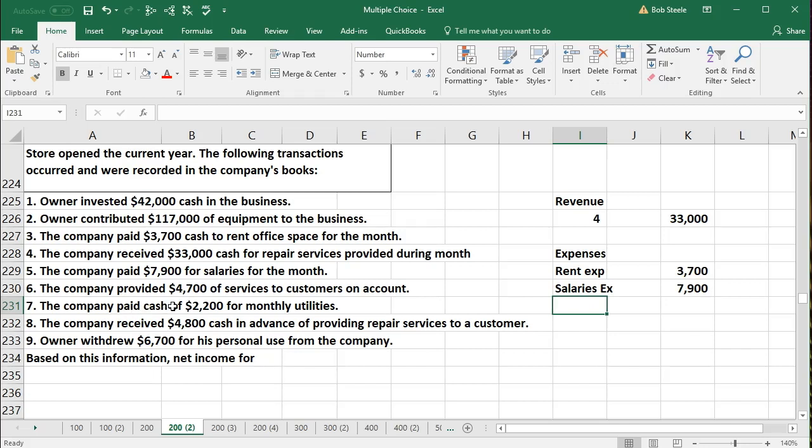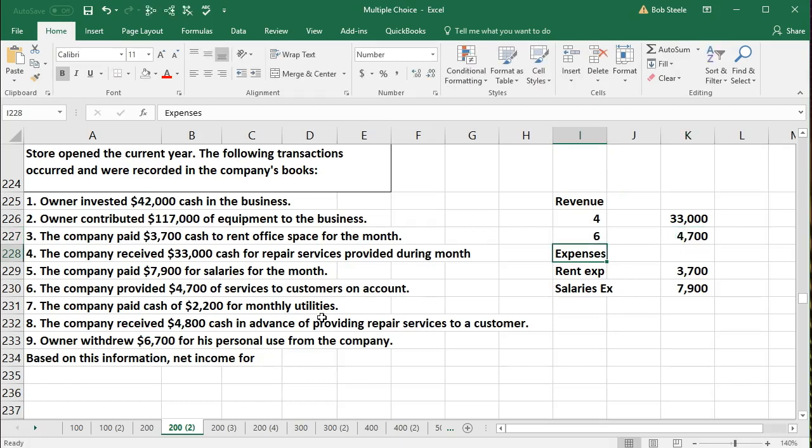Number 6 then says the company provided $4,700 of services to customers on account. So $4,700, we did not get cash. We got an IOU, that being accounts receivable, debiting accounts receivable, then crediting. Did we earn it? Yes, we earned it at this point. So we're going to credit revenue. So I'm going to put that in revenue. I'm just going to list it as that happened in transaction 6, $4,700.